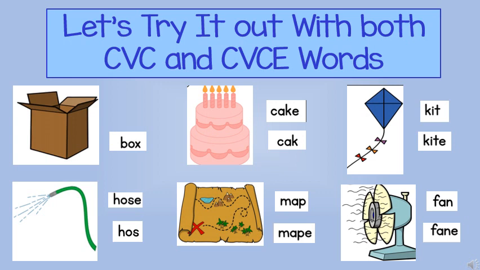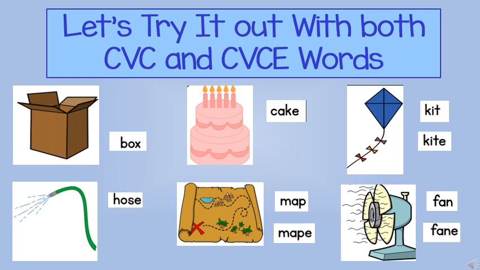Let's try the next one. It's a picture of a hose. I hear that O. So I know that I'm going to need, you got it, the E at the end. Let's try the next one. Cake. Listen for that sound in the middle. Cake. I hear the A. That means you need that E at the end to make that long sound.